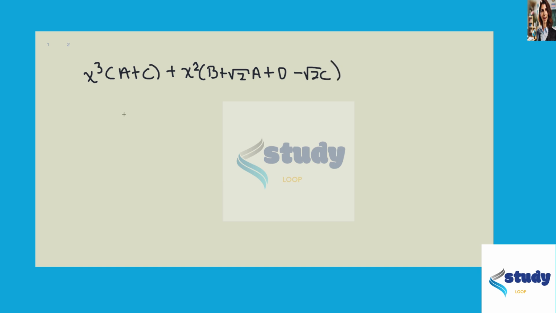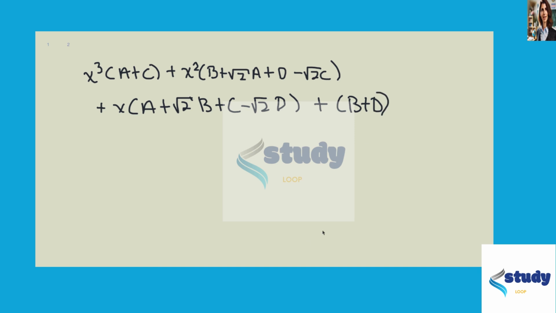So then you pull out the x term, a root 2b, c minus root 2d. And then at this point, you would match up the coefficients to see that a plus c is 0, the second term is 0, the third term is 0, and then b plus d is 1. This is a 4x4 system for us to solve for a, b, c, and d.